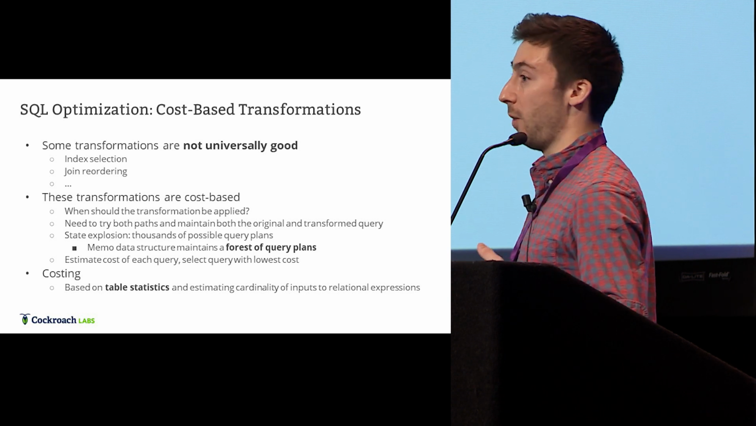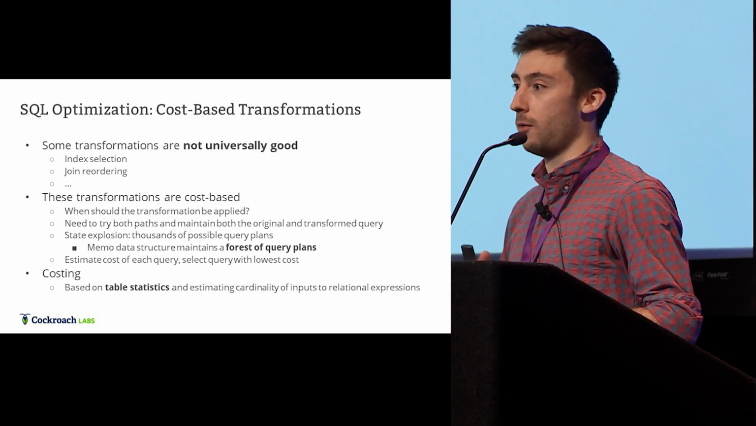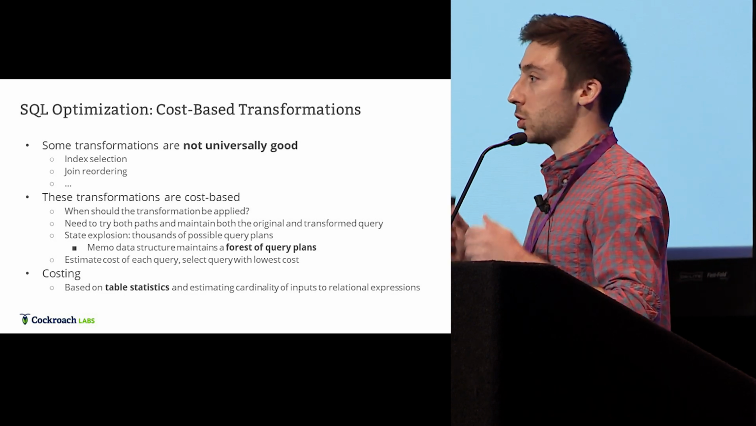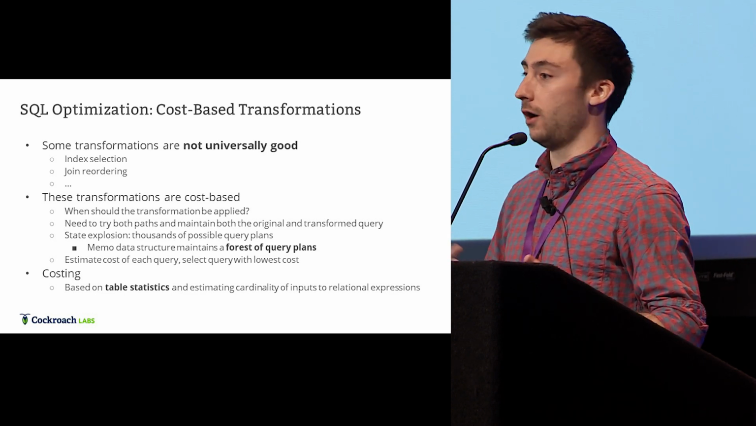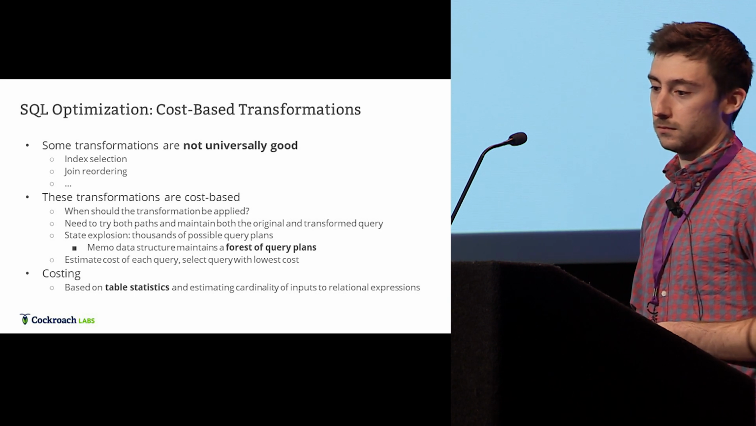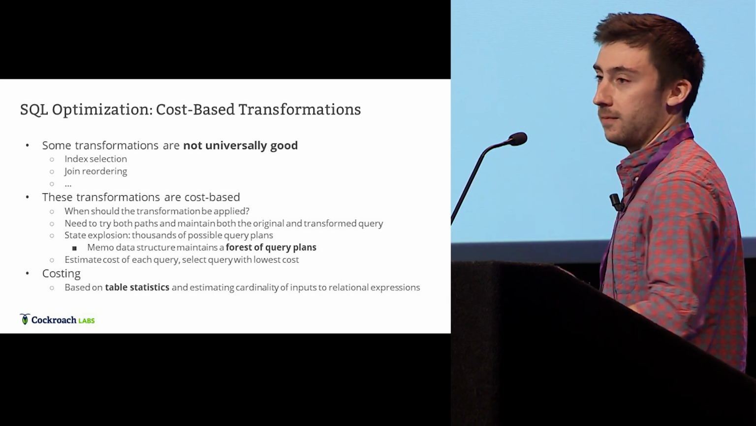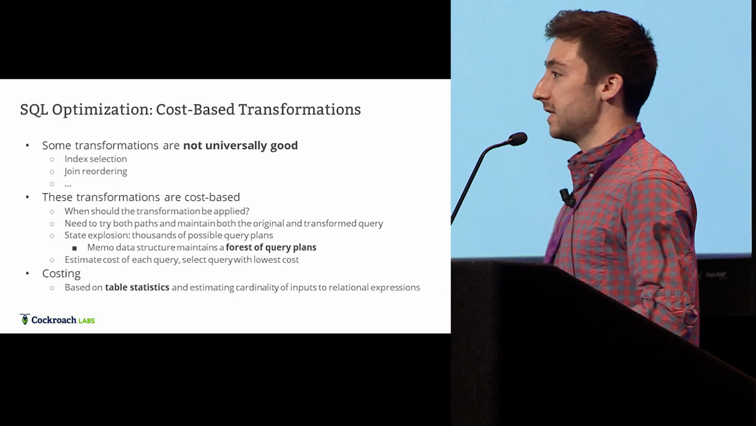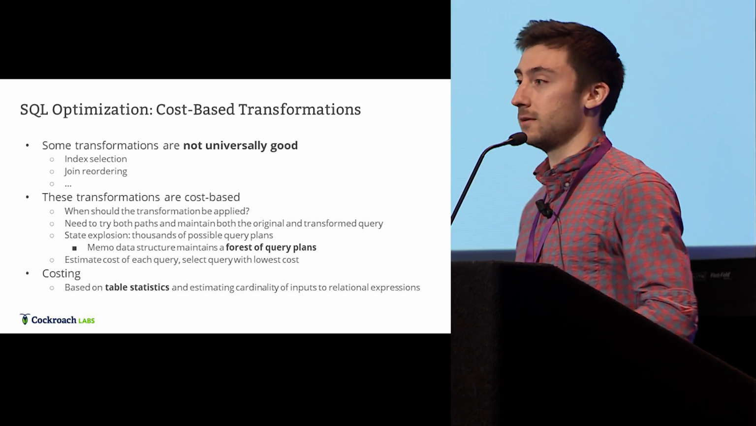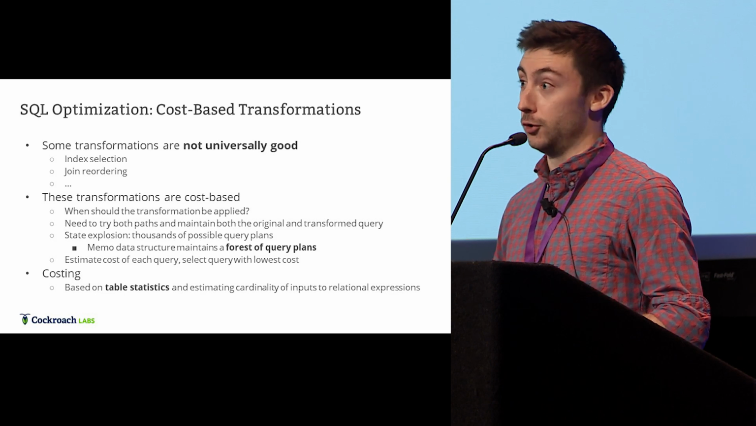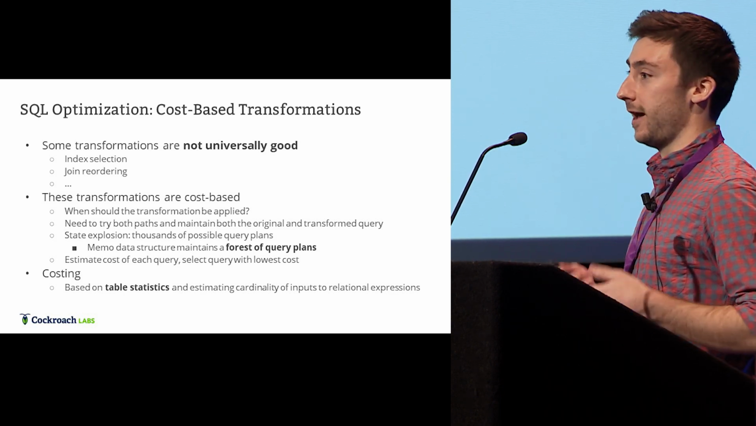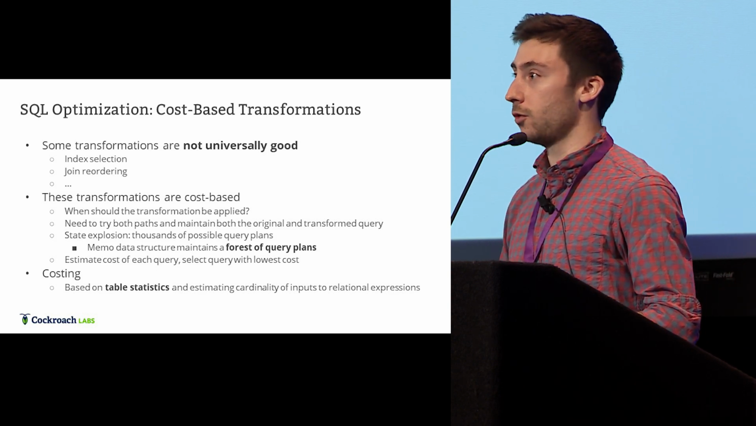So how do we decide whether to apply one of these rules if they're not always good? Well, we actually always apply them, and then we store both the pre- and post-applied version of the query plan. So if you're thinking that that could get expensive fast, then you're right. But this memo structure allows it to be kind of feasible to do this. And then we use table statistics to estimate the actual cost of each of these query plans.